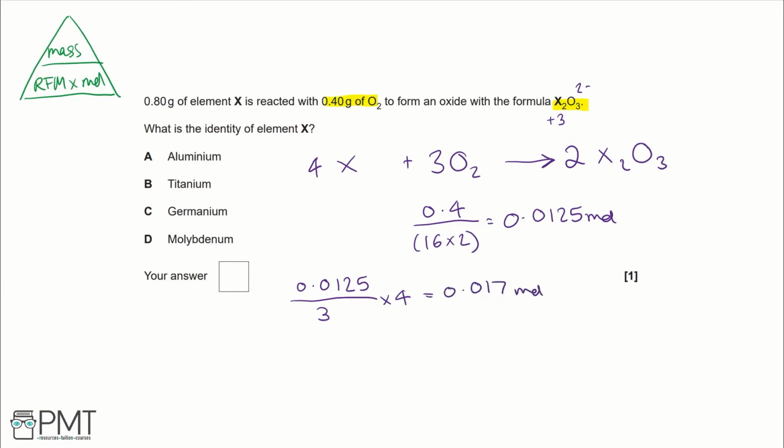And that equals 0.017 moles of X. So now we can use this equation triangle to work out the relative formula mass of element X using the mass we're given in the question. So we can do 0.8 divided by 0.017, and that equals 48, which is the relative atomic mass of titanium. So that's our answer for this question, and we can write B. So to get the mark for this question, you need to write B in the answer box provided.